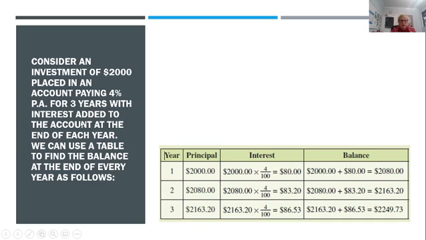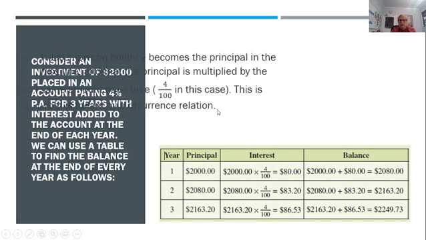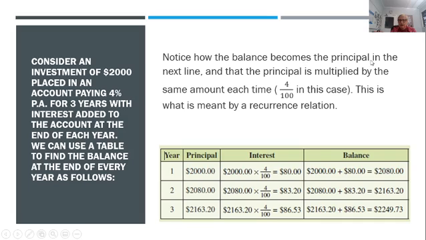You can use the table, yes. So notice the balance becomes the principal in the next line. So that becomes what you start with, your P. And the principal is multiplied by this 4 over 100 each time, the same each time, because it's the same interest rate. Okay, so this is called the recurrence relation.